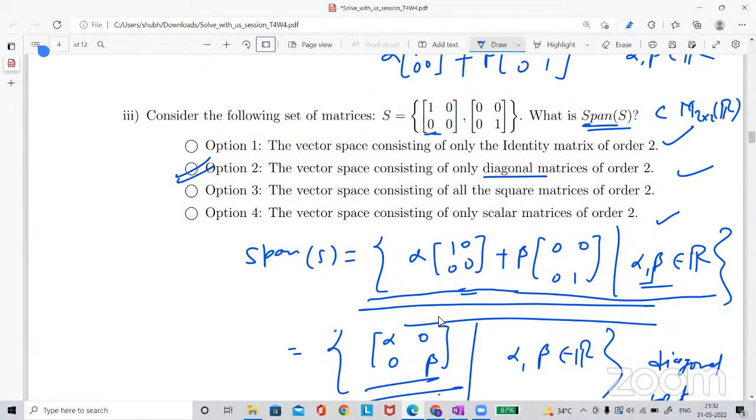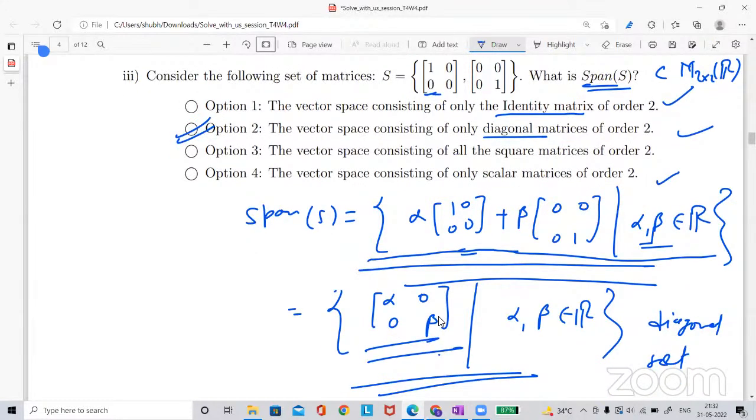But actually we want a particular matrix. Span is a set. We are talking about a set. The identity matrix belongs to this set, and we want the span of that. The identity matrix is a particular linear combination of these two, but we want the whole. Span is the collection of the whole, not a particular one. Span is a collection of the whole linear combination.